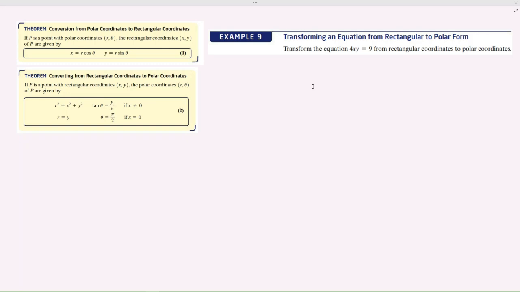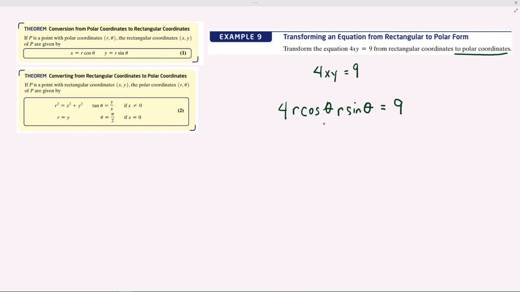Okay, on this last example here, we're going to go the other way. We're going to take 4xy equals 9 and convert it into polar form. Okay, and again, we're just tapping into equations 1 and 2. So x is the same as r cosine theta, and y is the same as r sine theta. So we're just going to substitute that in place. So 4 times r cosine theta for x and r sine theta for y. And we don't need to do anything on this constant.